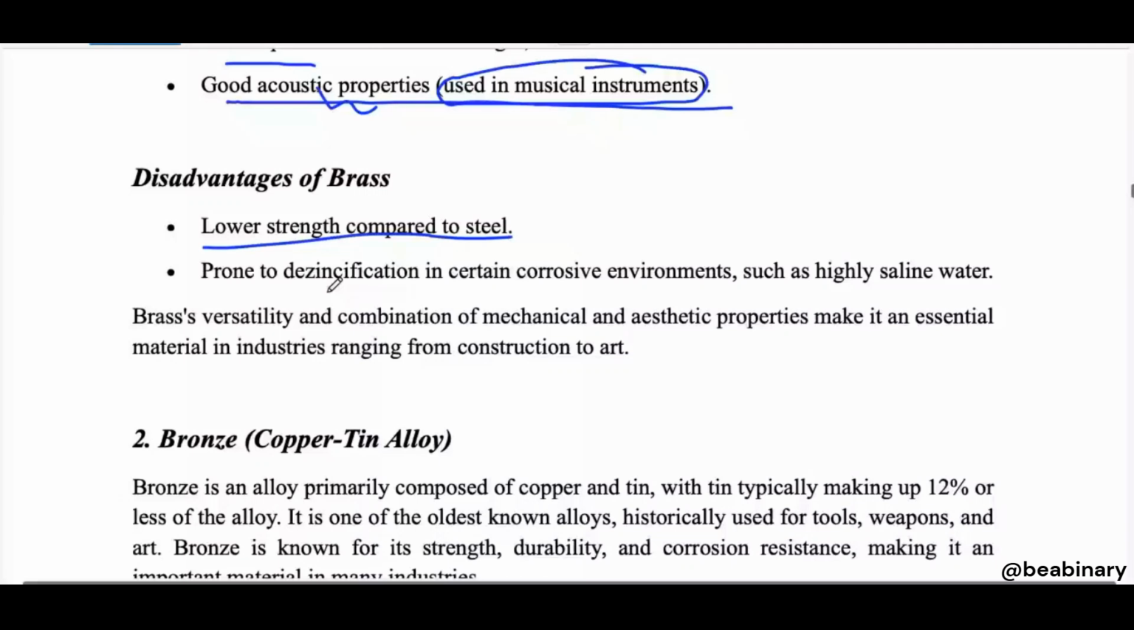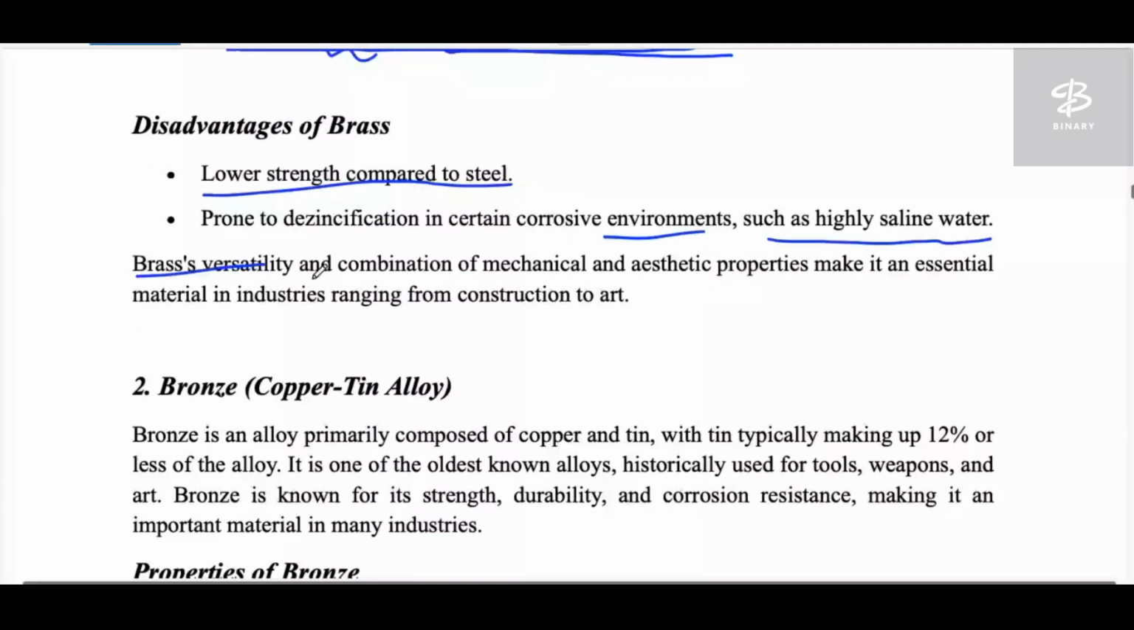Here, the brass's versatility and combination of mechanical and aesthetic properties make it an essential material in industries ranging from construction to arts. So we have seen why it is being used in construction, and what properties the brass has. That's why it is being used in art as well. It's a golden kind of appearance, which is basically the reason for decoration. Okay, and that decorative thing is known as art.